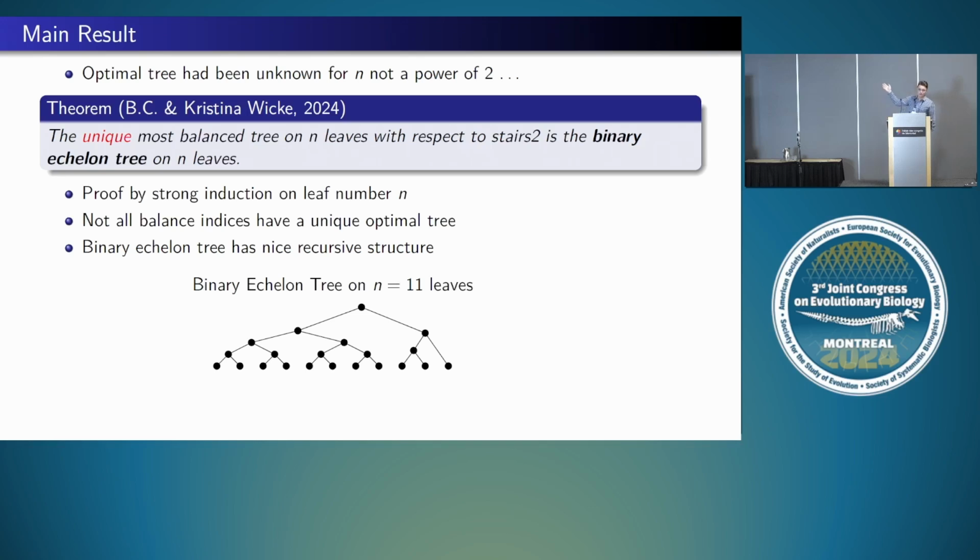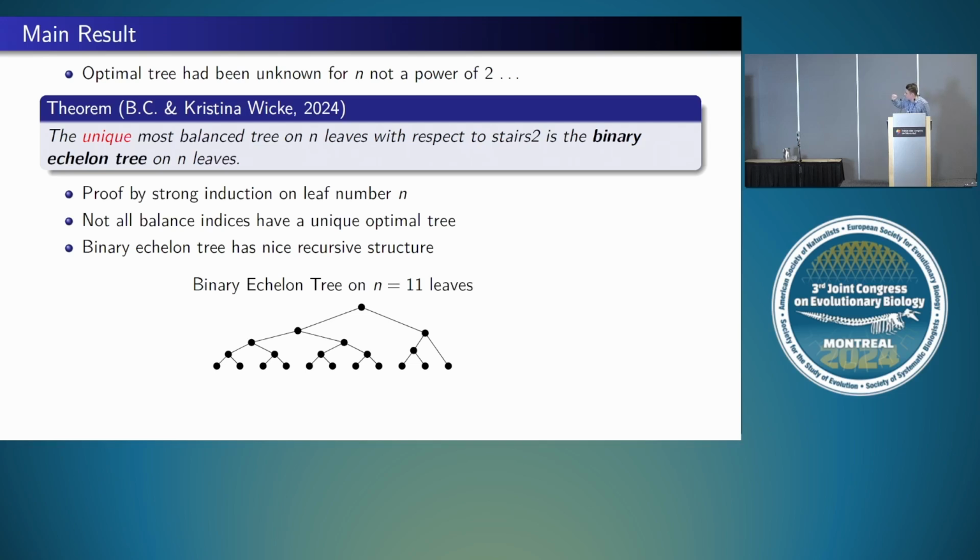Okay, like I said, the optimal tree had not been known for leaf numbers that are not a power of 2. But we figured it out, and I called it the binary echelon tree, and I'll tell you what it is. One cool thing real quick is that it is unique for each leaf number. This is not generally the case with every balance index.